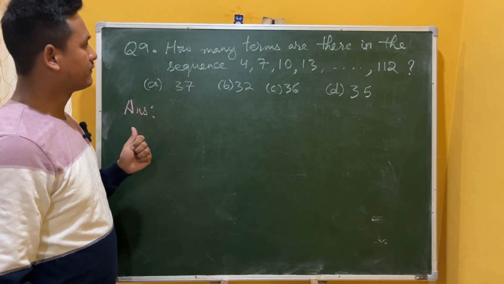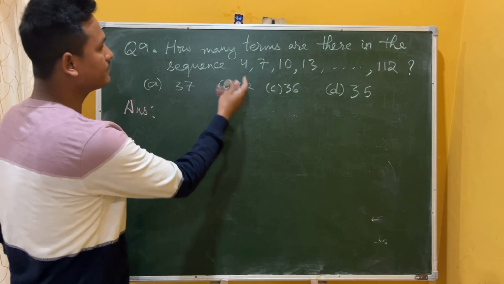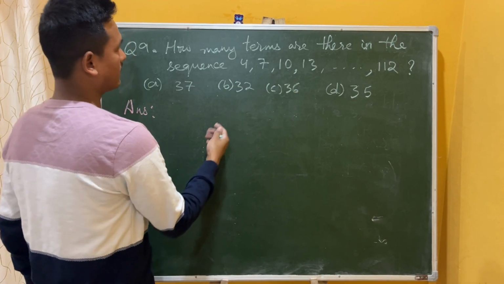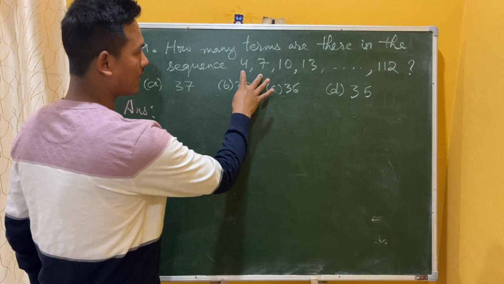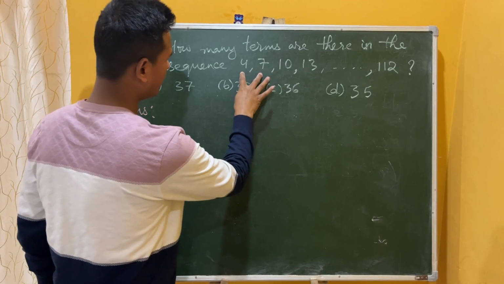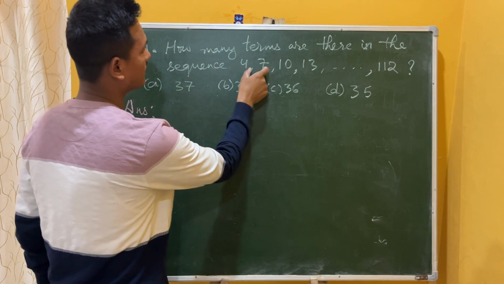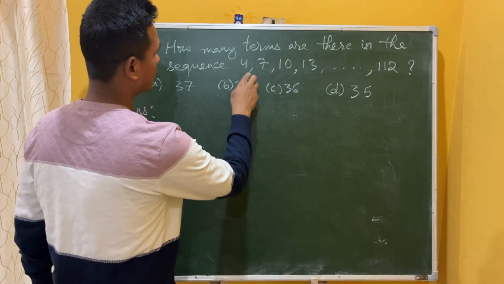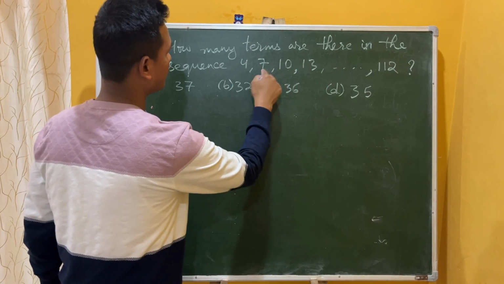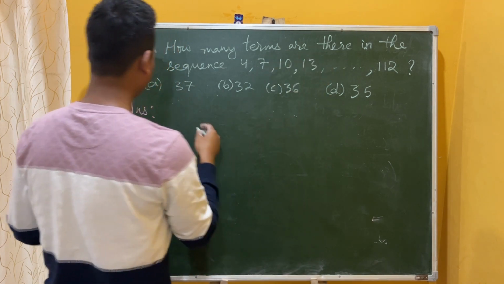Here we have a question from arithmetic progression. How many terms are there in the sequence? This is an AP sequence, because the difference is constant. The difference is 3: 7 minus 4 is 3, 10 minus 7 is 3, 13 minus 10 is 3. So the difference is constant.